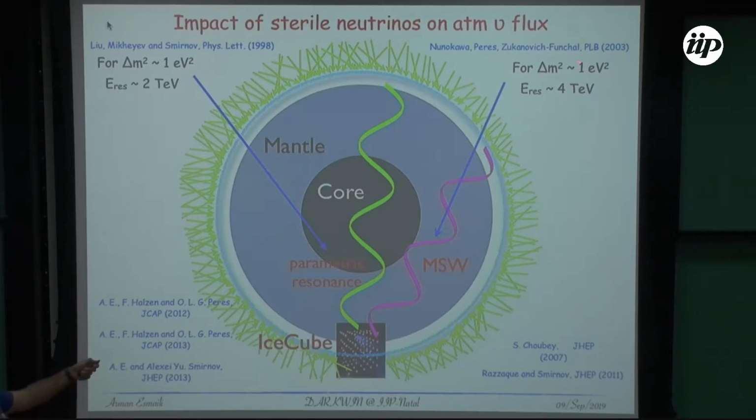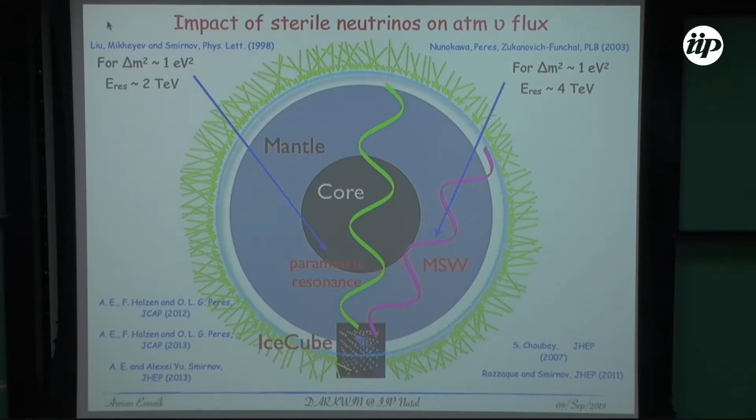What will happen is that if you have a sterile neutrino with delta m square of the order of 1 electron volt square, two phenomena can happen. These two phenomena are the MSW resonance for the neutrinos that are passing through the mantle, and a parametric resonance for the neutrinos that are passing through the core. Actually, this is not really MSW, it's a constant density resonance. The constant density resonance appears at 4 TeV for delta m square 1 electron volt square. And the parametric resonance will appear at 2 TeV, again for delta m square 1 electron volt square.